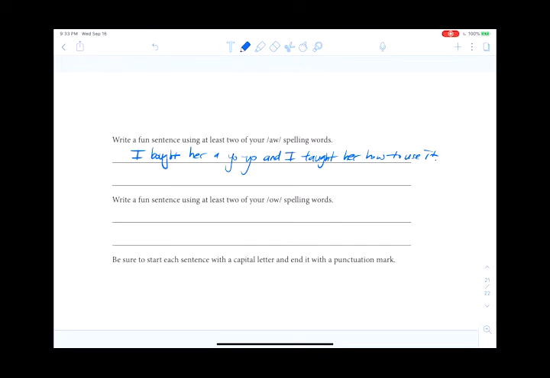Then write a fun sentence using at least two of your ow spelling words. For example, I found her a yo-yo, and also got her a hound. Be sure to start each sentence with a capital letter and end it with a punctuation mark. Pause this video and complete the exercise.